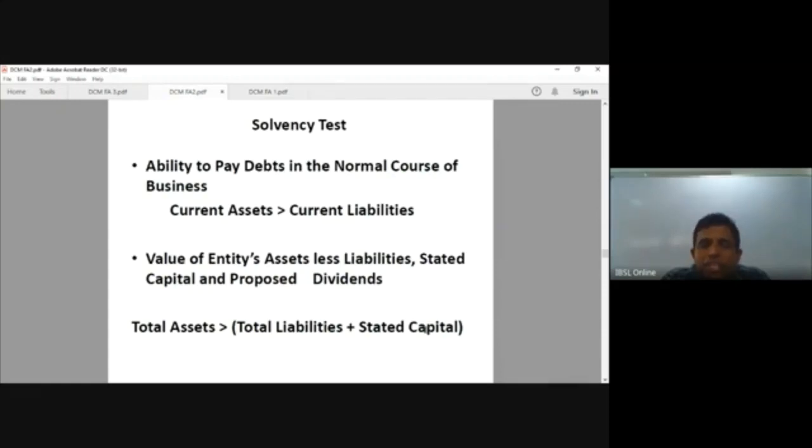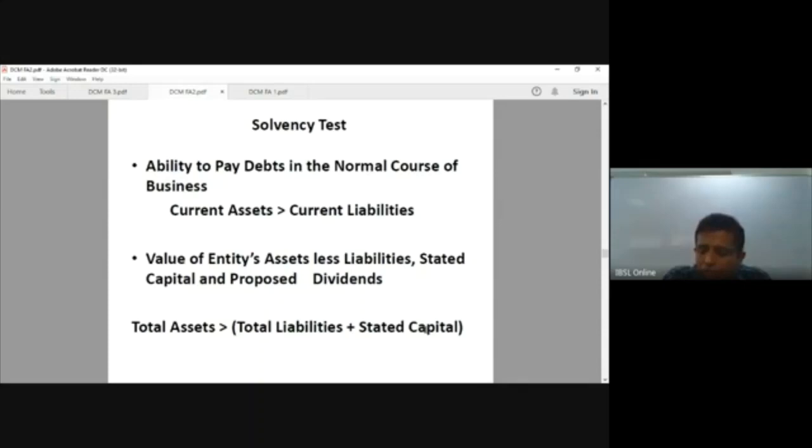That is the first green line you have to see. Then number two, you should have adequate reserves before a distribution of dividend. If you don't have adequate reserves, you cannot declare dividends. How do you establish that point? Your total assets should be more than the total liability plus stated capital.